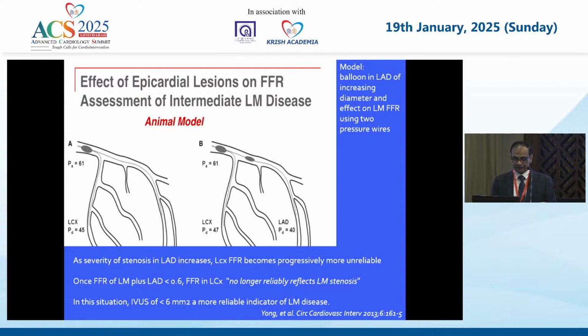That's the model. Now, it's shown that as the severity of stenosis in the LAD is increased by inflating a balloon there, the circumflex FFR becomes less and less reflective of the left main disease. And this becomes totally unreliable once the LAD disease brings the FFR down to 0.6. When the combined FFR of the left main and the LAD comes down to 0.6, then the circumflex FFR crosses over into being totally unreliable and it doesn't reflect the stenosis in the left main anymore.